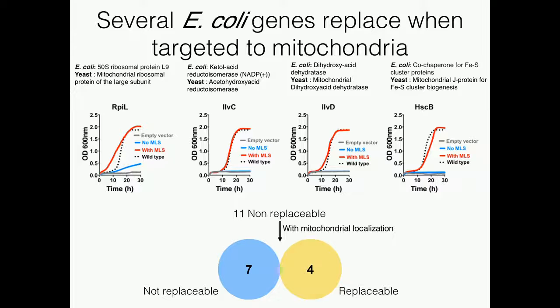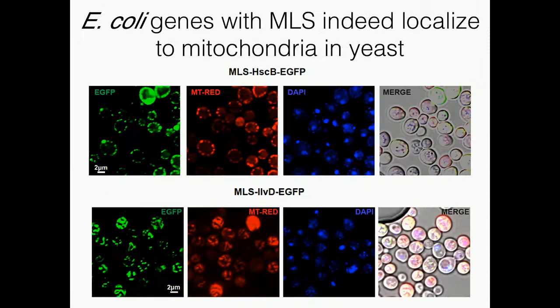Turns out of the 11 that we tested that way, 4 of them started functioning when we put them in the right compartment. Two of them are in the same pathway, the branched-chain amino acid pathway, ILV-C and ILV-D. And one of them is a chaperone, which works from humans and also works from E. coli. It's a highly conserved protein. It doesn't really matter whether you take the gene from E. coli or from humans. We also had a ribosomal protein working now when we put it in the correct compartment.